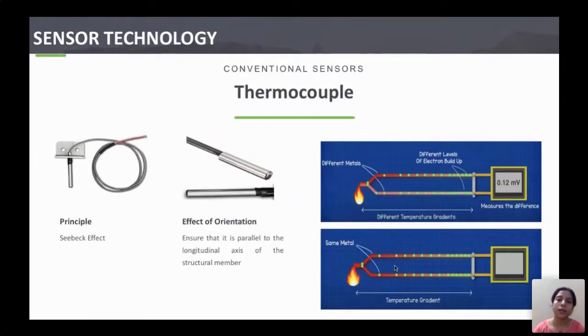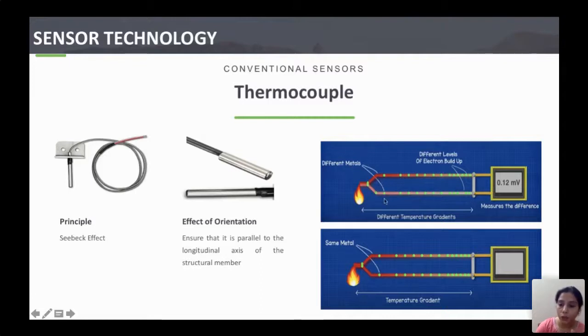Next sensor is the thermocouple. Now this sensor is used for measuring the temperature in the structure. Most of the time it is embedded inside the structure, and usually we tie it around the reinforcement. It works on the Seebeck effect. Here in the Seebeck effect, what does it say? That if there are two dissimilar metals, two different metals, and you connect one end of them and heat that joint end, then the electrons will start moving towards the colder end.